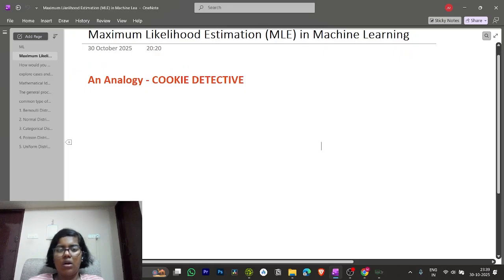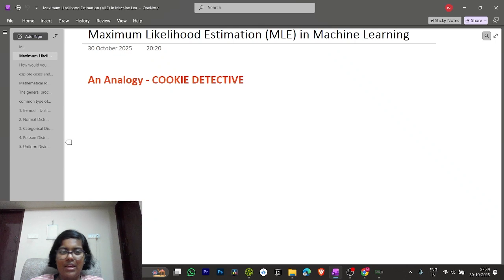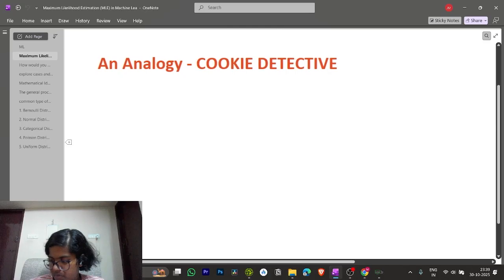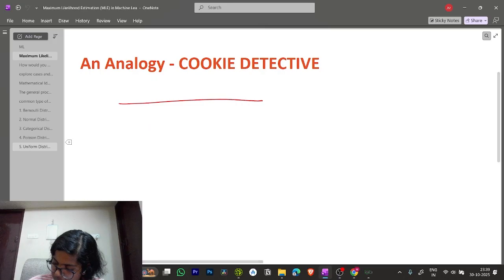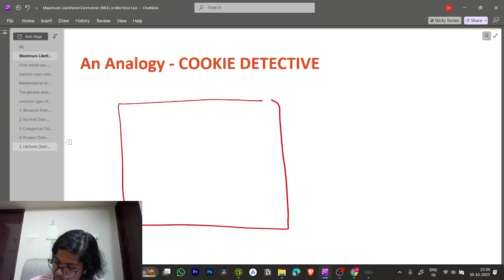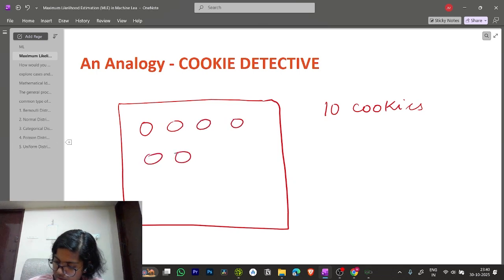The analogy. You are a cookie detective. Since you're all computer science majors, you don't have to think of cookie as the cookie in your browser, not that one. It's a normal cookie, a biscuit. You're a biscuit detective. So what we are going to do is, you enter a kitchen, and in the kitchen there is a plate. In this plate there are 10 cookies. How many are there? 10 cookies. Let's draw 1, 2, 3, 4, 5, 6, 7, 8, 9 and 10.